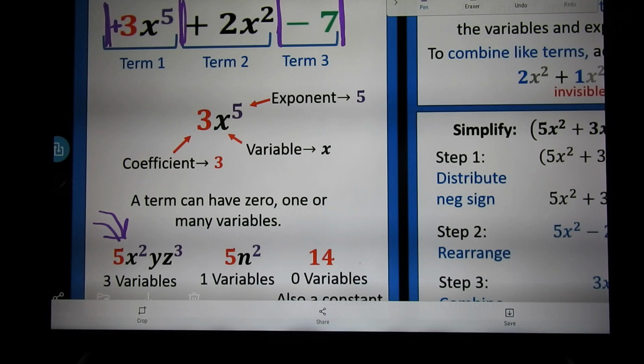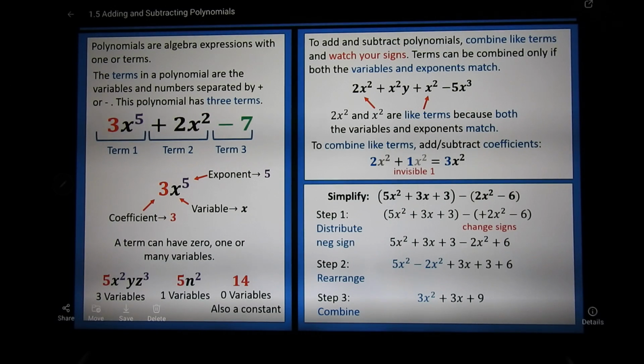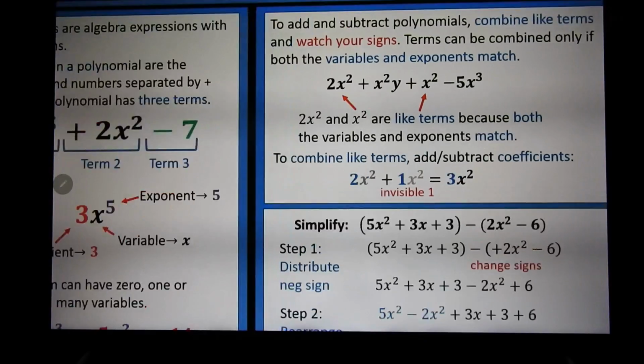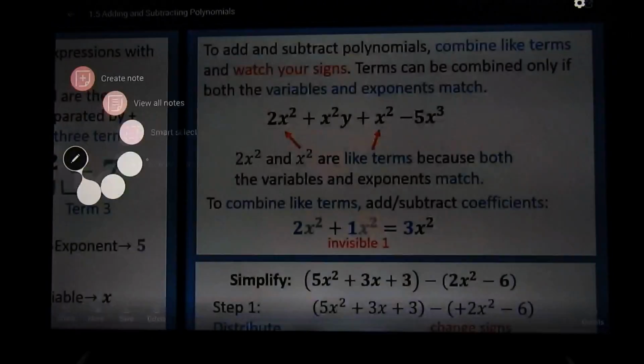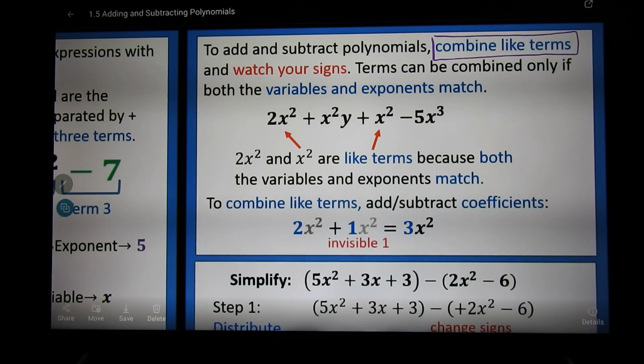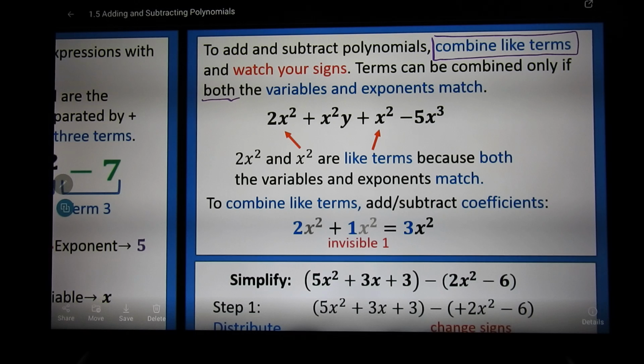That's what terms look like, and we need to make sure we understand what terms look like before we go to polynomials on this side, because when we're adding and subtracting polynomials, basically this means that we are going to combine like terms. You've done combining like terms lots of times in your algebra careers, so this is no different than that. It's combining like terms. It's important to remember that in a polynomial, for terms to be like terms, both the variable and the exponents have to match.